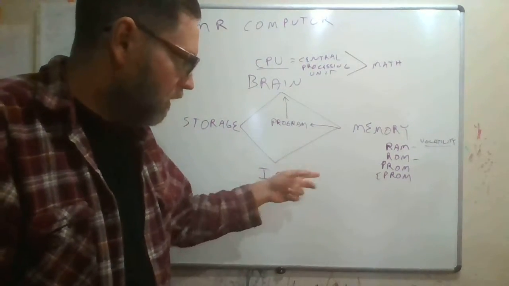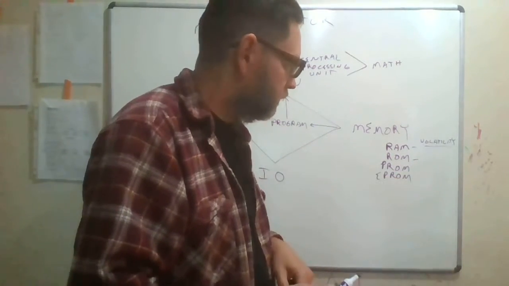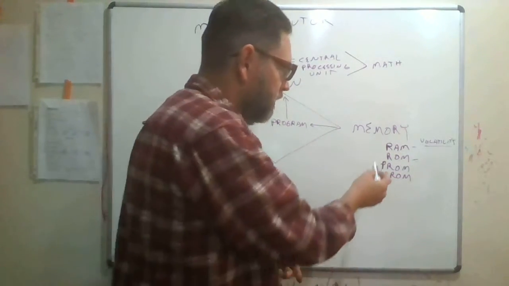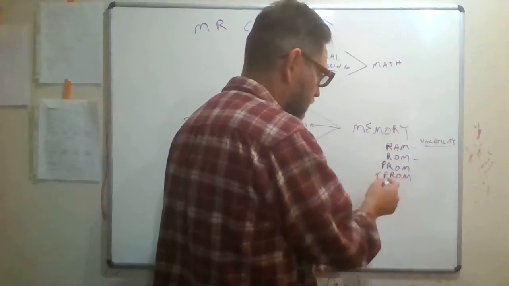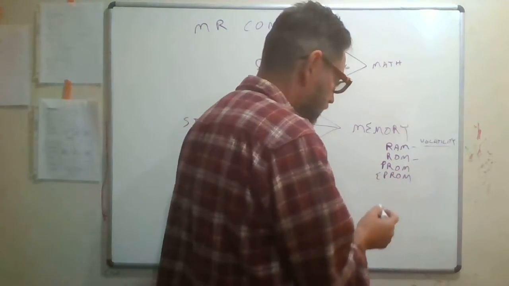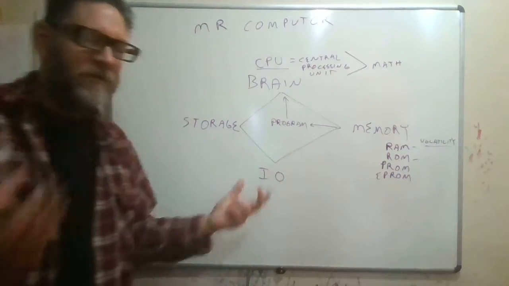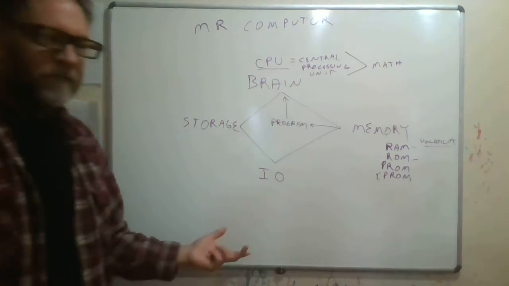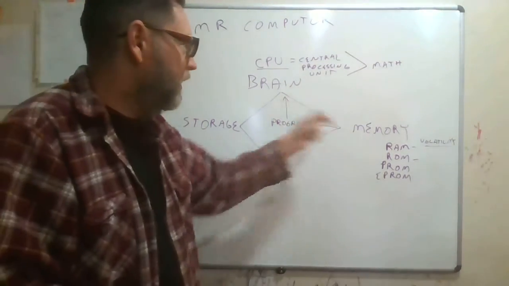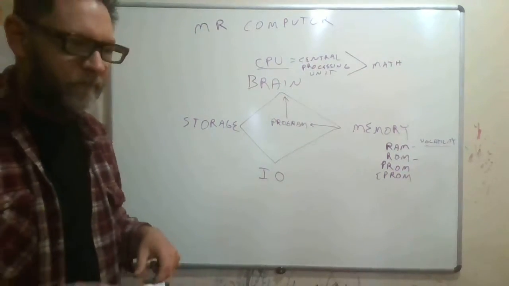PROM is programmable read-only memory. These stand for random access memory, read-only memory, programmable read-only memory, and erasable programmable read-only memory. It's all different ways of building memory. They all do the same thing. Okay? They all just store the math that you're going to hand to the CPU.